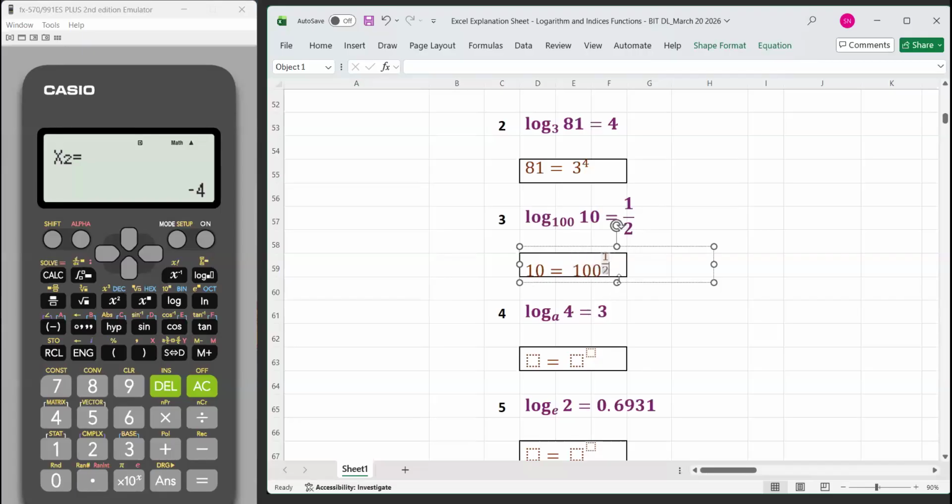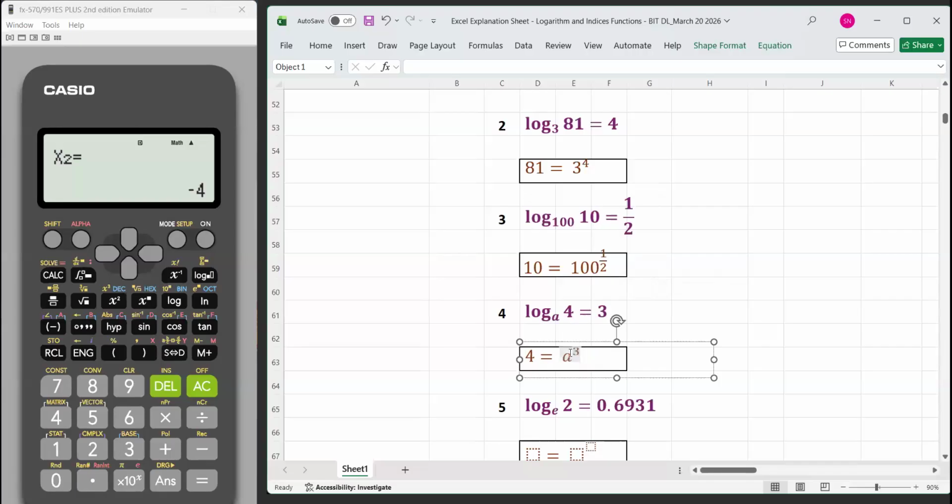Square root. And you know that square root of 100 is 10. Okay, so this is how we change from this log to exponential function. Again, number 4, we have log of 4 base a is equal to 3. So we want to change it to exponential function. And that will give us 4 is equal to a raised to the power 3.